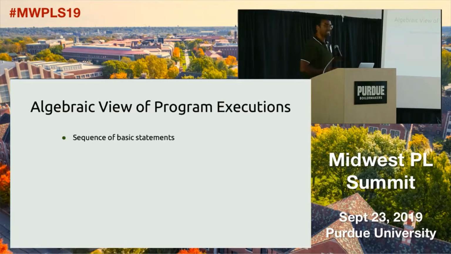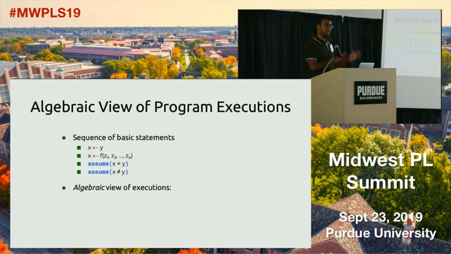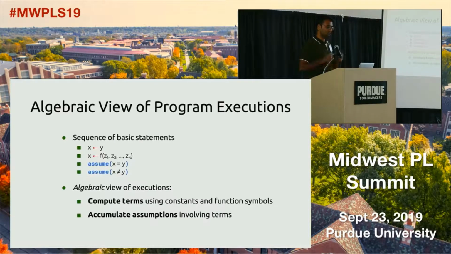Executions of uninterpreted programs are essentially sequences of statements. So you can have assignment statements, so x is assigned y, or x is assigned f of z1 through zk. And you can have assumes, so assume x equal to y, or assume x not equal to y. For the sake of convenience, we can just skip the relational predicates. They can be modeled as functions. So these are the kinds of statements in your executions. And with every execution, you can associate an algebraic view. That algebraic view tells us what terms are computed in the execution, and what constraints, or assumptions, are accumulated over these terms as the execution proceeds.